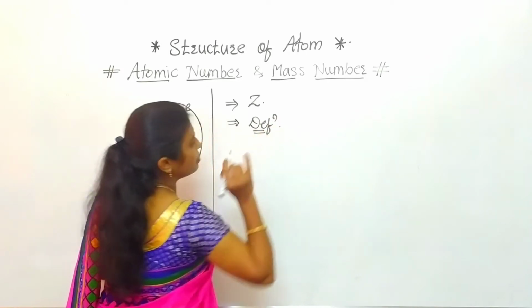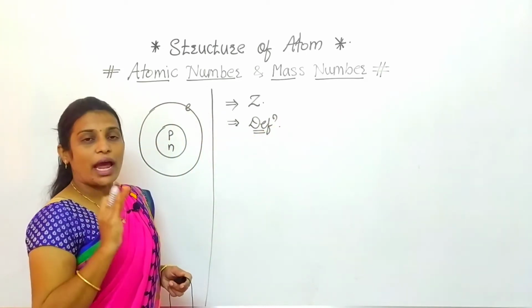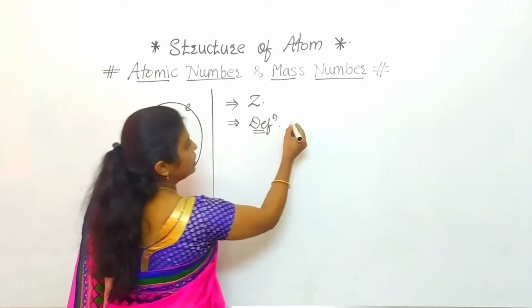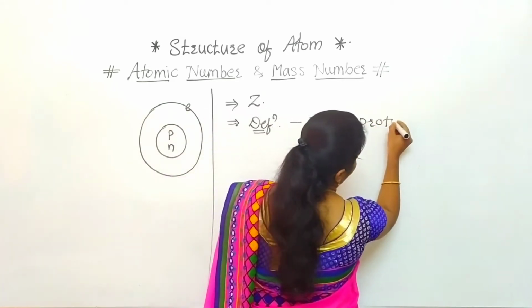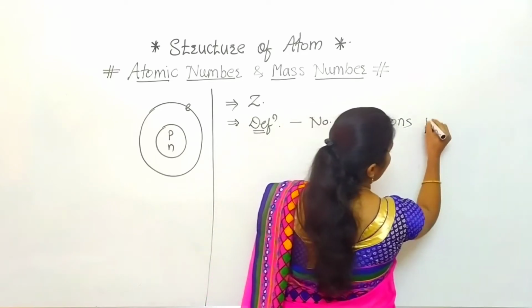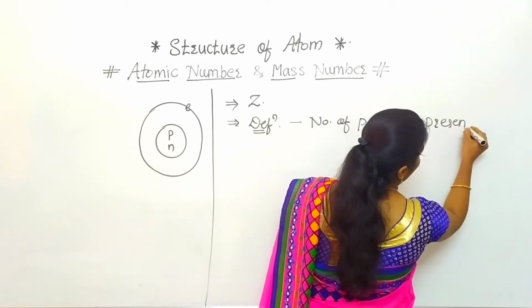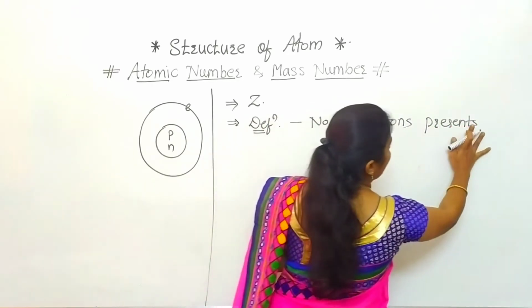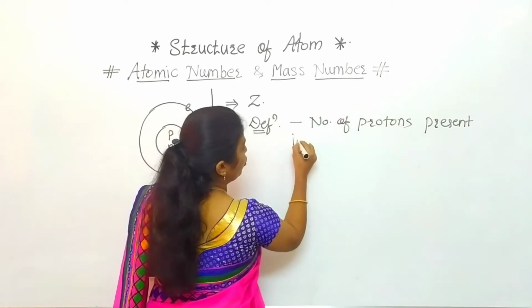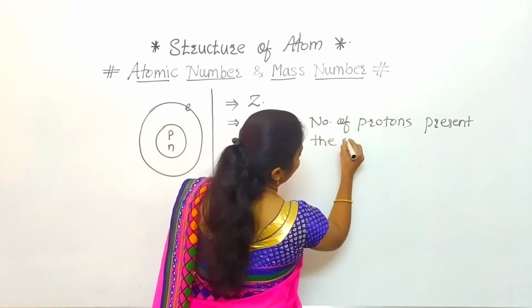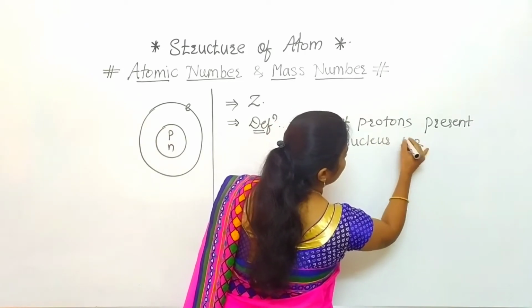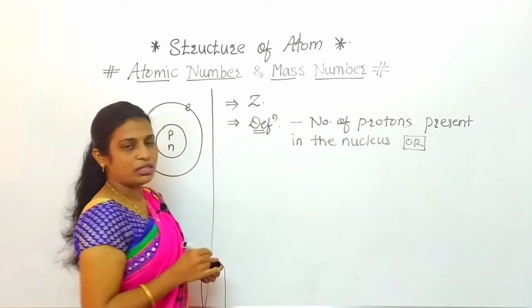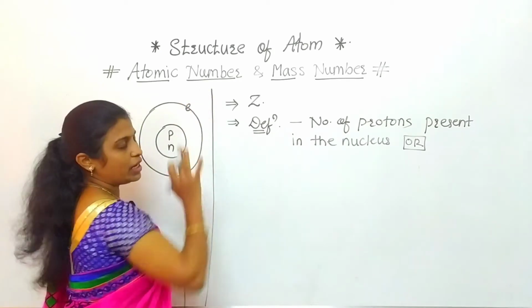Atomic number is nothing but the number of protons present in the nucleus, the number of protons present in the nucleus. Also we can define it by using the electron concept.